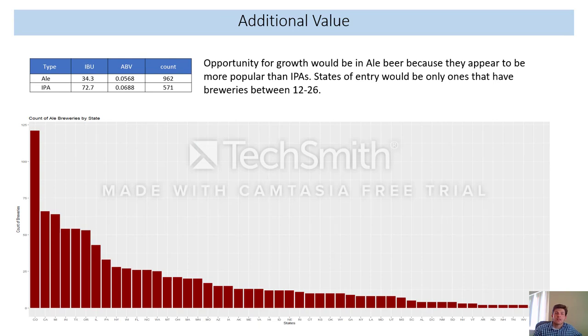The additional value of this study is that we think the area for entry would be the ale beer market. They appear to be more popular than IPAs, as evidenced by how many more ales are within the study than IPAs. We think that states of entry would be states that have between 12 and 26 breweries. The reason for this range is that we think there's enough market share to grab and it's not overly saturated. And if you went under 12, perhaps you don't have the consumer base that would be interested in purchasing an ale beer. So that's how we arrived at this range.